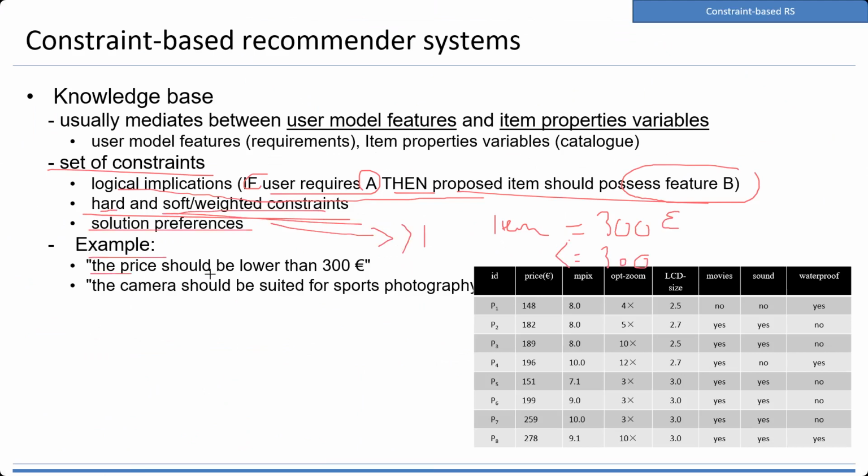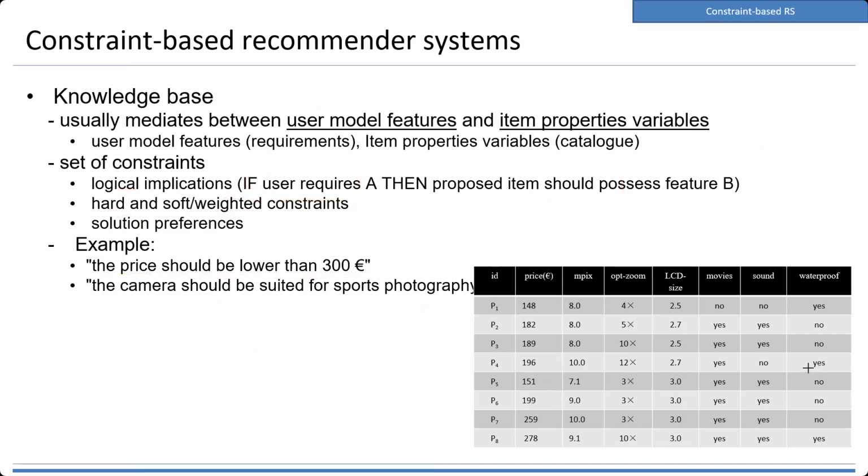This is the example that I mentioned before. The price should be lower than 300 euro. If you look at these products, if the price should be lower than 300 euro, then this item, this item, this item, and these. So every product can be recommended. But now the camera should be suited for sports photography. And what is a good item for the recommendation?